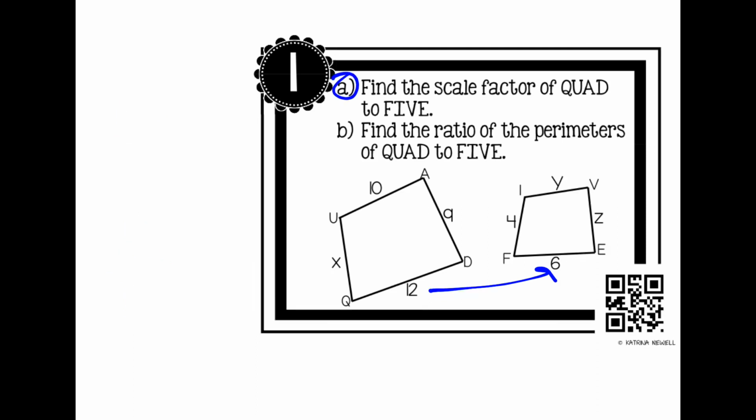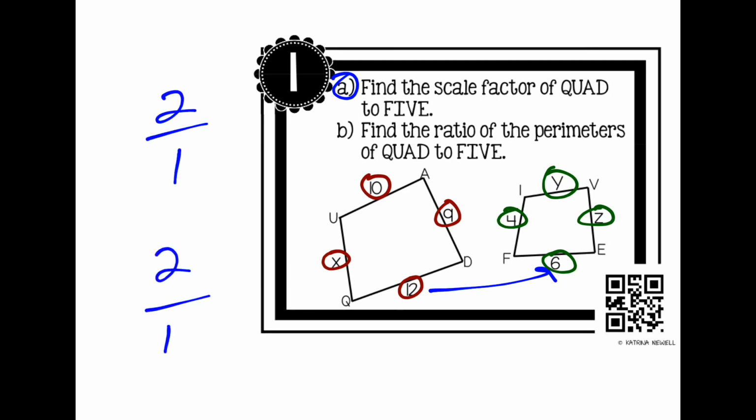For B, perimeters, I could add up all of the lengths of each side and compare that to the sum of all of the lengths of the sides over here. However, by definition, the perimeters are going to be proportional if the side lengths are proportional. So the answer is 2 over 1 for both A and B.